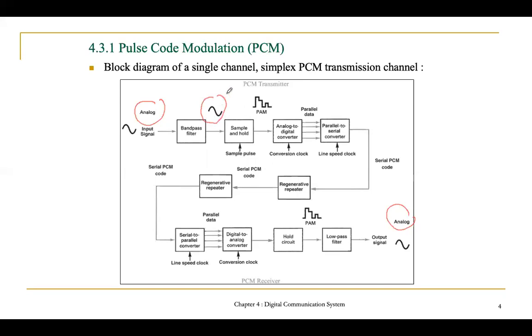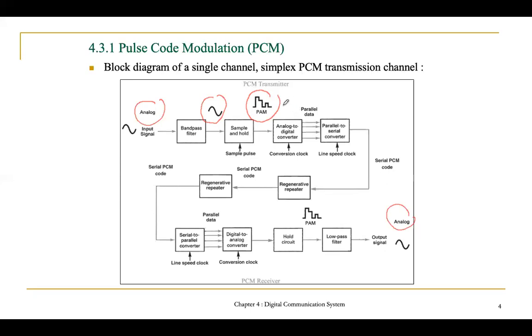After that, we have the sample and hold circuit. The function of the sample and hold circuit is to periodically sample the analog input and convert the input into a multilevel pulse amplitude modulation. Look here, this is pulse amplitude modulation, where the amplitude of the pulses varies according to the amplitude of the analog signal. Okay.